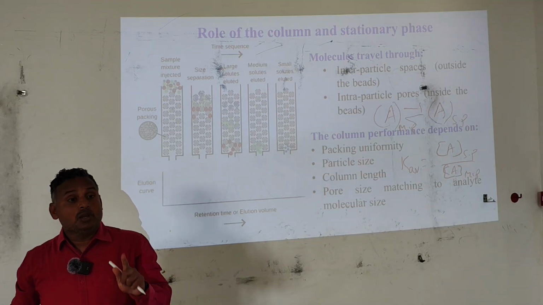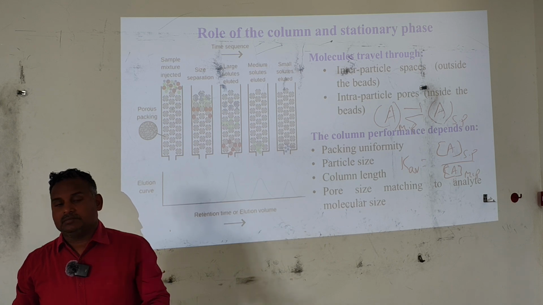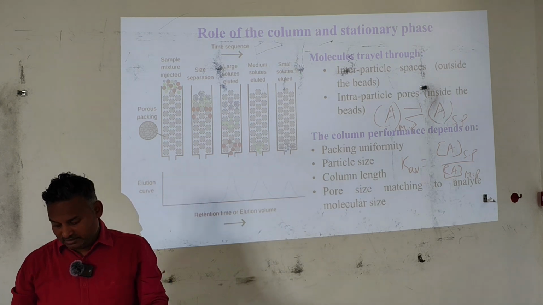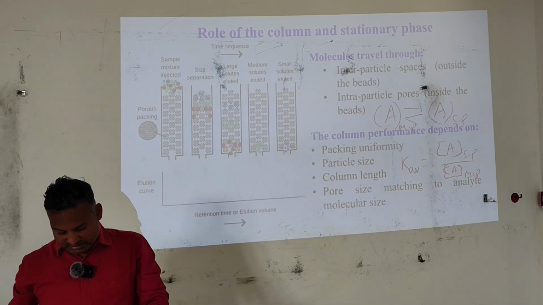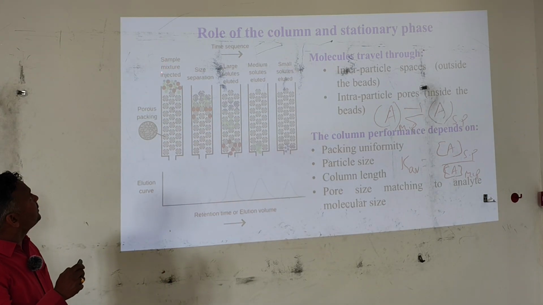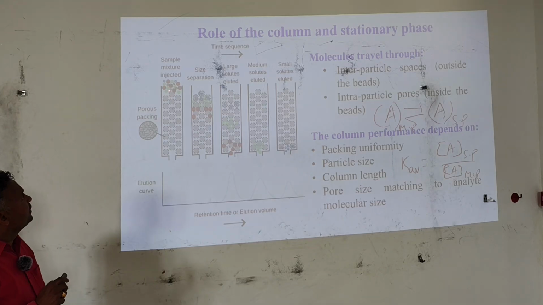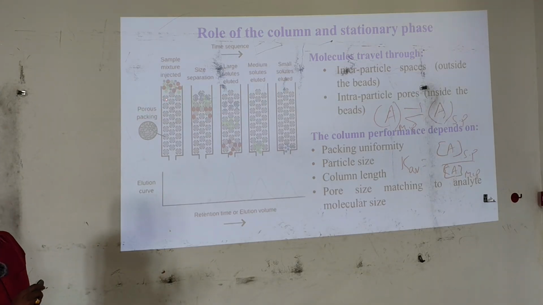Therefore, column selection, stationary phase selection is very important. Very important in this thing. You can see here, it is showing the sample mixture injected here. Here there are different molecules. There are different molecules shown in different colors.